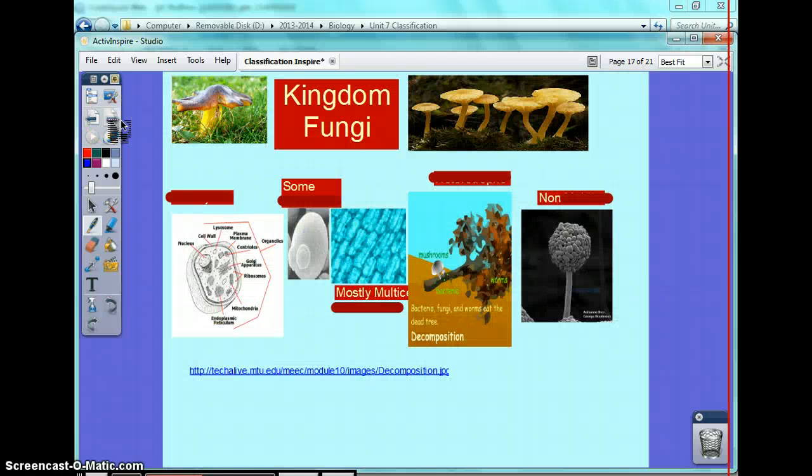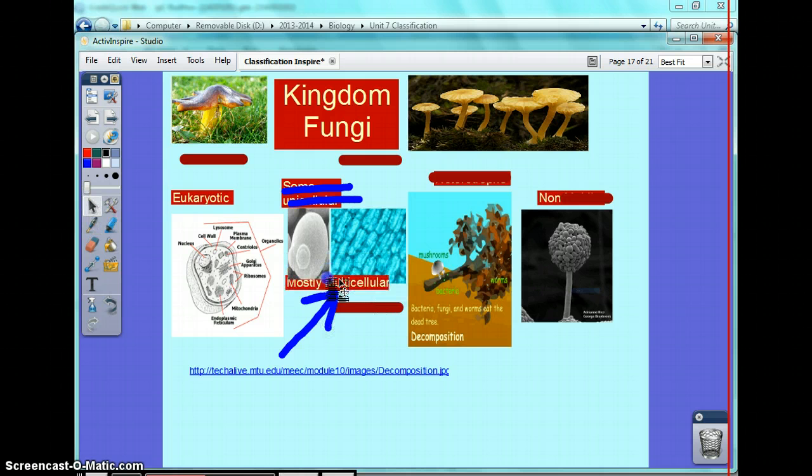Fungi. What can you tell me about fungi? Prokaryotic or eukaryotic? Everybody else after the first two is eukaryotic. Automatically start studying that way. Some are single, but most multi. So we're just going to scratch this out and we're going to focus on the multicellular. I'm making it easy for you, okay? Because realistically, most fungi are multicellular.